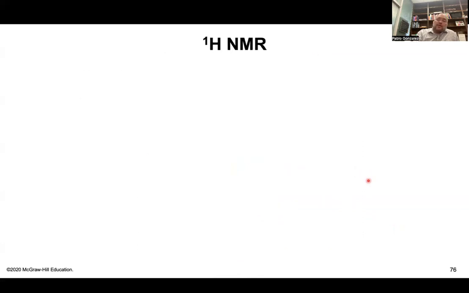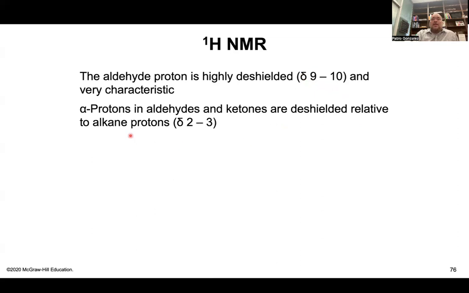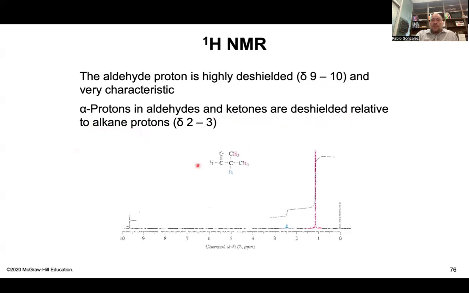And in the proton NMR, basically the aldehyde proton is highly deshielded. It's going to be between 9 and 10, and it's very characteristic. It's going to be a singlet down there. Alpha protons in aldehydes and ketones are deshielded relative to alkane protons, so they're going to be between 2 and 3. So this is 2-methylpropanal.